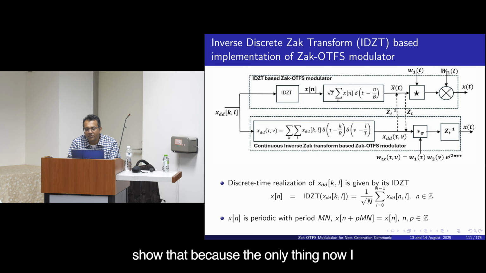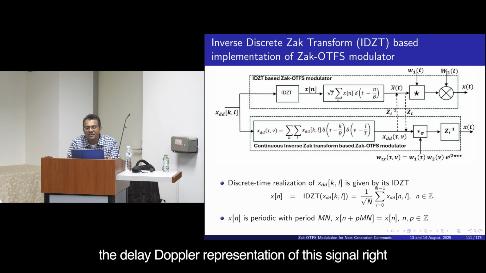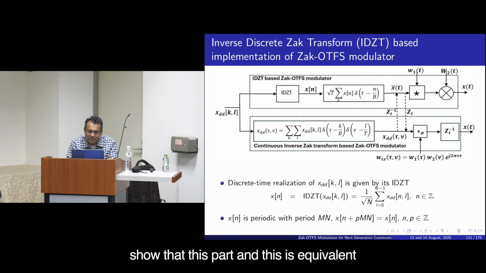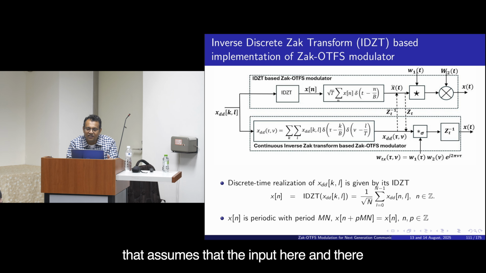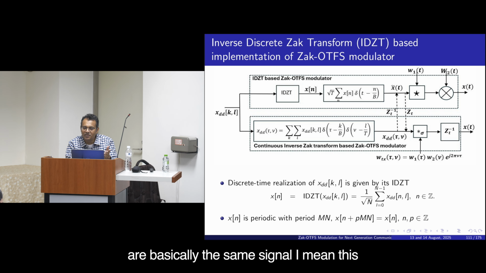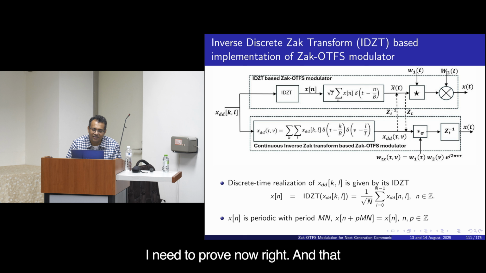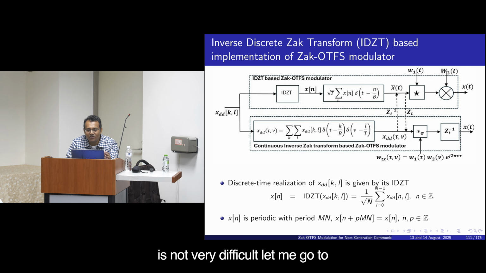The only thing now I need to show is that this signal is the delay Doppler representation of this signal, right, because I need that. If I need to show that this part and this are equivalent, that assumes that the input here and there are basically the same signal. This is the time realization, this is the delay Doppler realization. So, that is the only part that I need to prove now, right. And that is not very difficult.